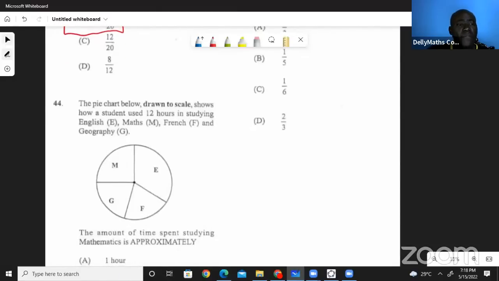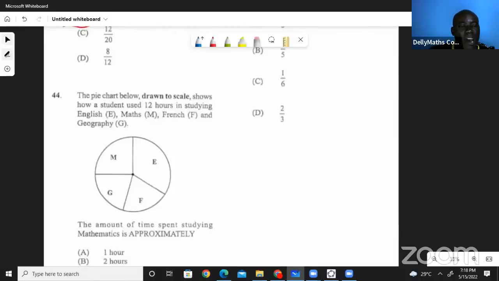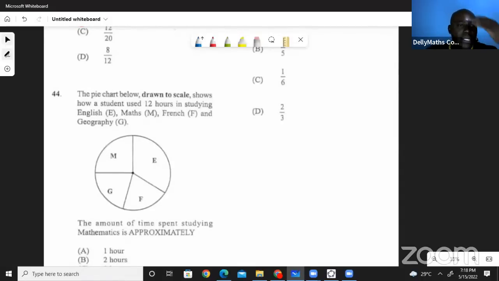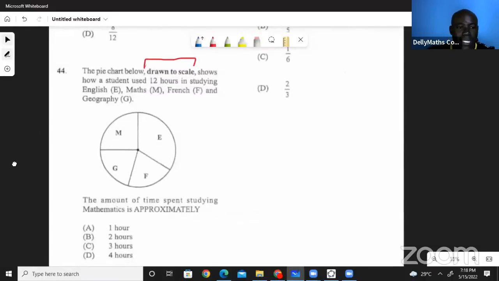All right, so we are at 44. So 44 says the pie chart below, drawn to scale. Hold on. The pie chart below, drawn to scale. It's a long time I haven't seen them say drawn to scale. So this one is drawn to scale, and shows how a student uses 12 hours studying English, math, French, and geography. So it is drawn to scale. All right, very good. So that means when we look at the things, we can use our eyes to help us right now because it is drawn to scale.